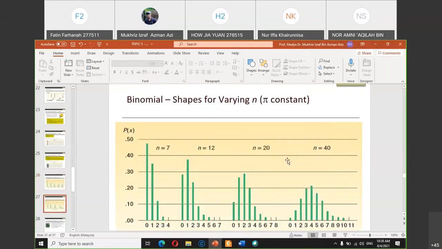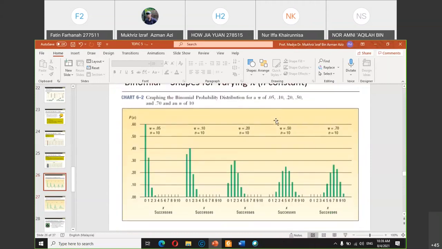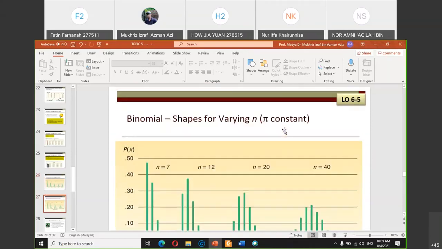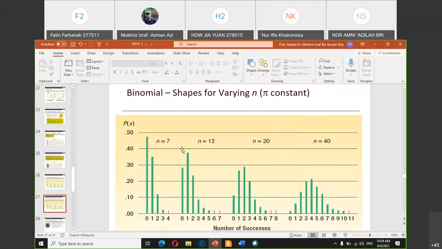It's the same thing here as well. When you increase the number of trials but keep pi constant. In the previous one, you kept n constant but increased pi. But in the second slide here, you keep pi constant, the other way around, but you increase the number of trials. Also, the shape of the distribution will tend to become zero skewness, meaning it approaches a normal distribution whenever you increase the number of trials.